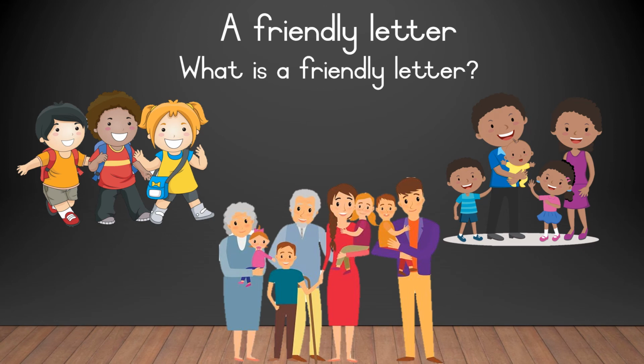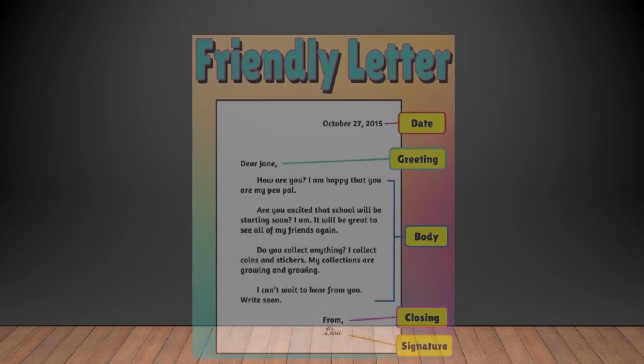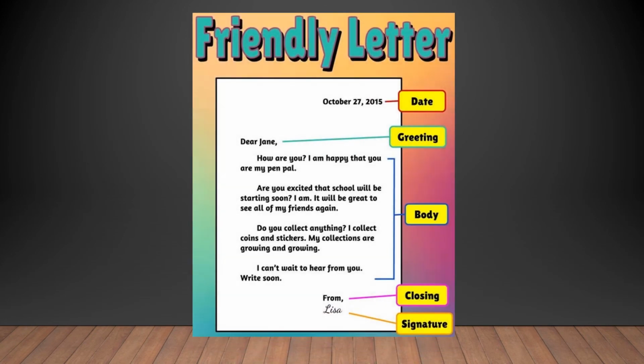Now, we're going to talk about the different parts of a friendly letter. There are 5 main parts that are very, very important. The first part there is the date. The date there we're going to call most of the time the header or the heading.